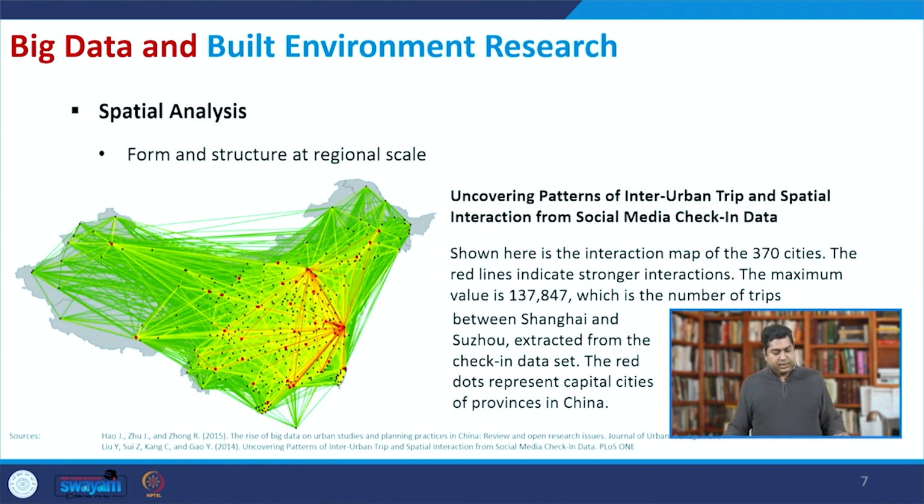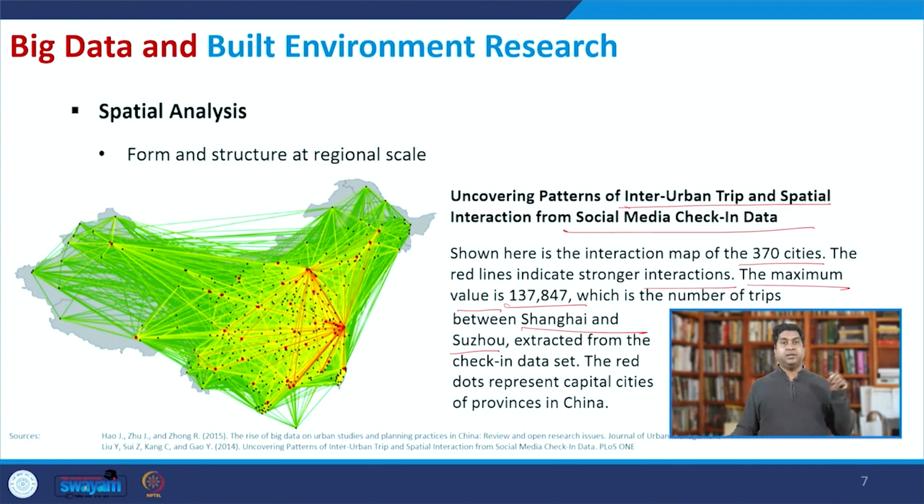Now for spatial analysis like form and structure at regional scale, it is something like uncovering patterns of inter-urban trips and spatial interaction from social media and check-in data. In this particular case study, it is an interaction map of 370 cities. The red lines indicate stronger interactions and the maximum value is 1,37,847, which is the number of trips between Shanghai and Suzhou, extracted from the check-in dataset.